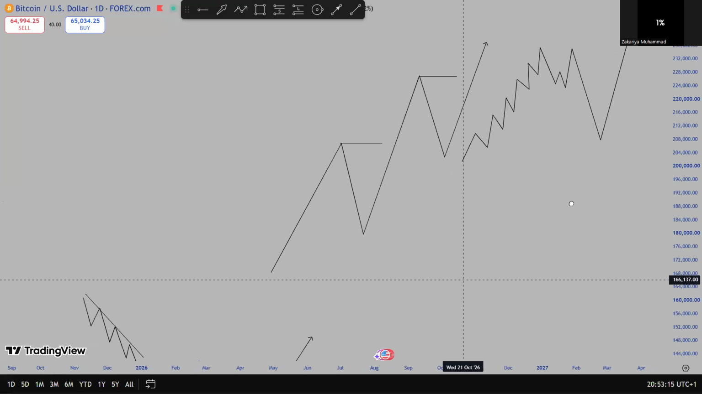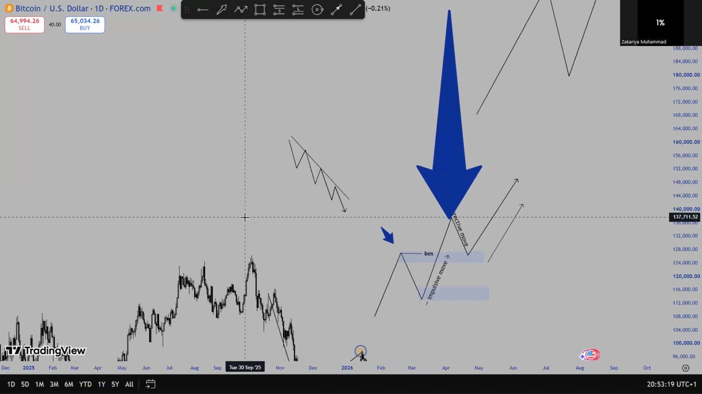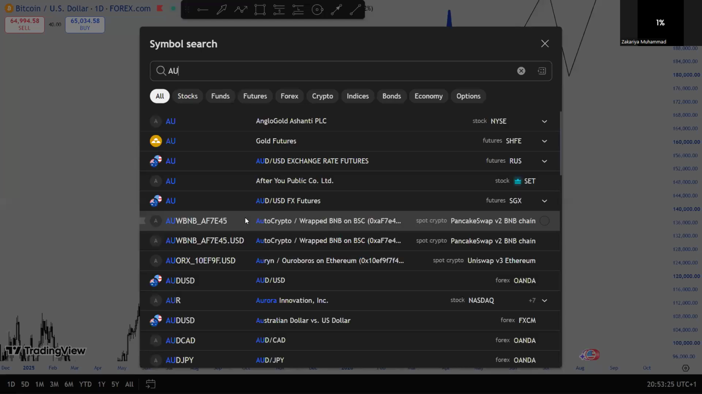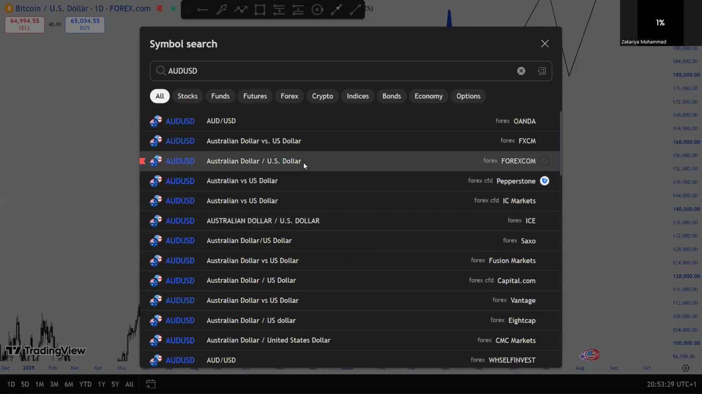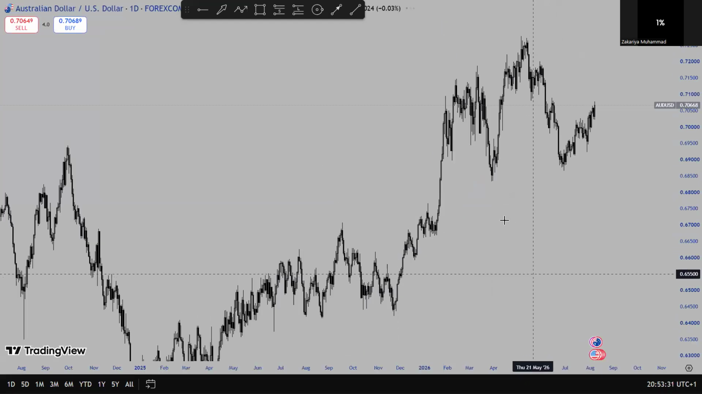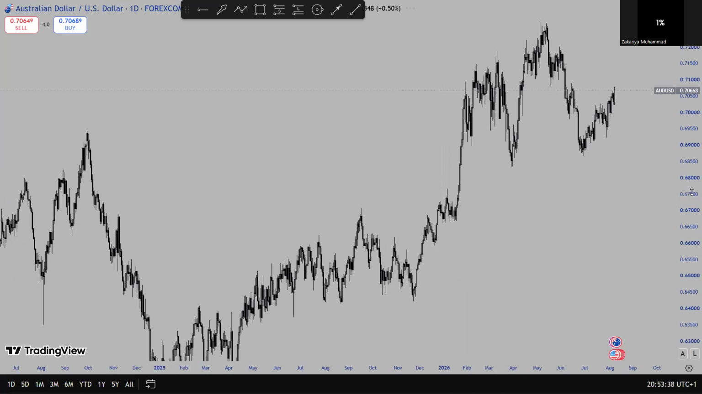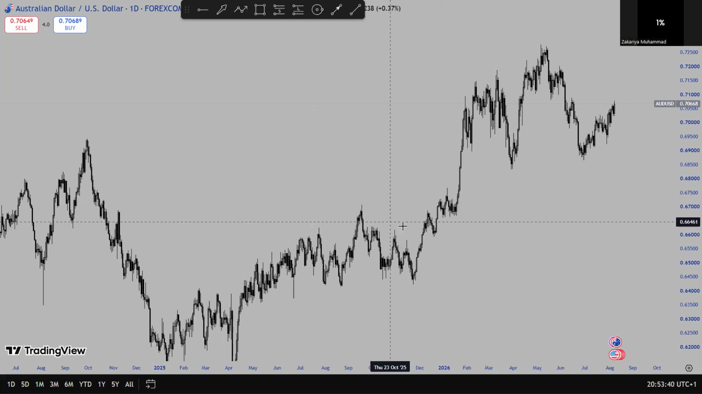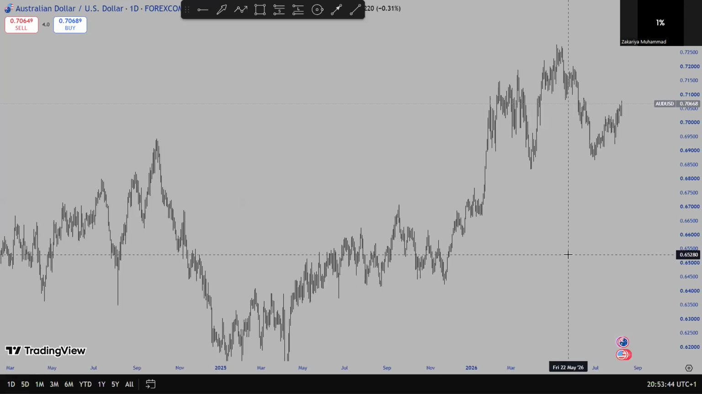For example, let me give you something. We've been talking about BTC and gold. Let's try currency pairs. Okay, let's try AUD USD. It's a currency pair. Let me show you what I mean in the chart. Yeah, so this is the daily time frame. AUD USD is a currency pair, Australian dollar, US dollar, right?